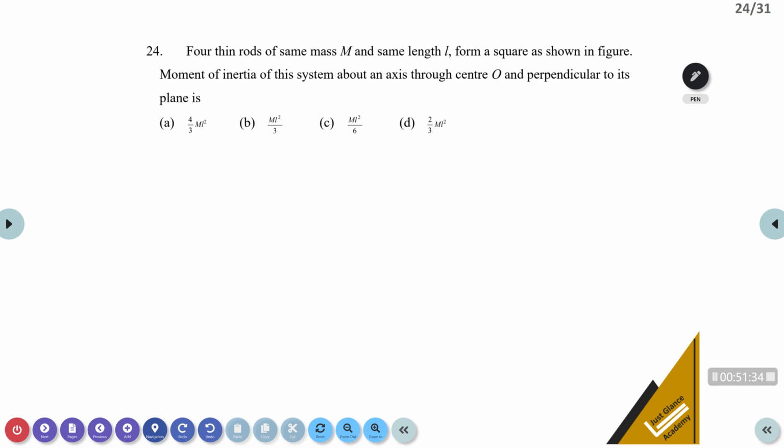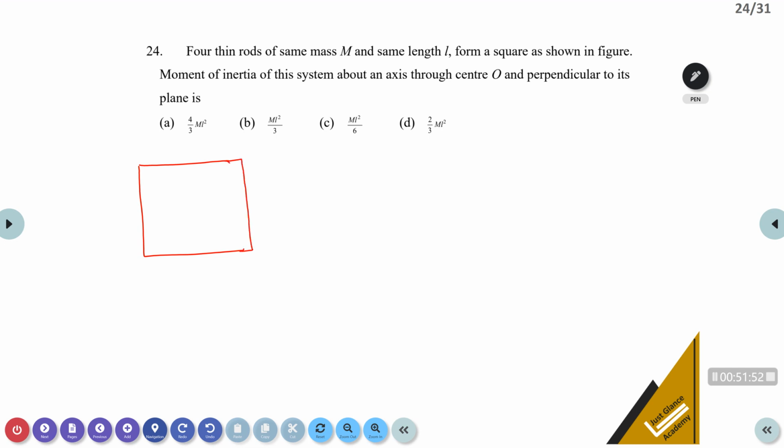Next, 24. Four thin rods of the same mass and length form a square as shown in the figure. Of course the figure is not there. Now the rods are like this.